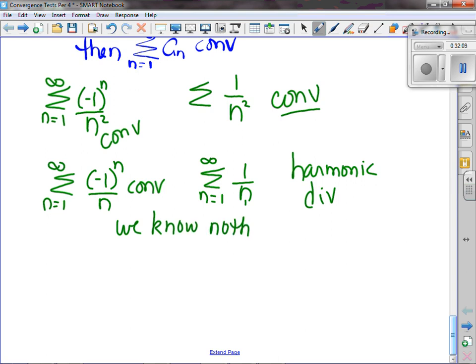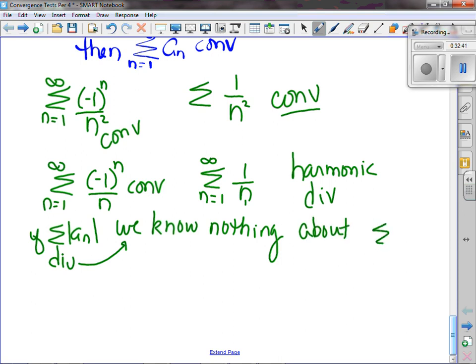Because I do know that this one does converge. So just because you have a series that converges doesn't mean it's absolutely convergent. Okay? I know that's hard because you really have to think and keep it straight. If the summation of absolute value diverges, then we know nothing about the original. It might, it might not. I know nothing about the summation of a sub n. The only way I know is if the absolute value converges and the other one converges.